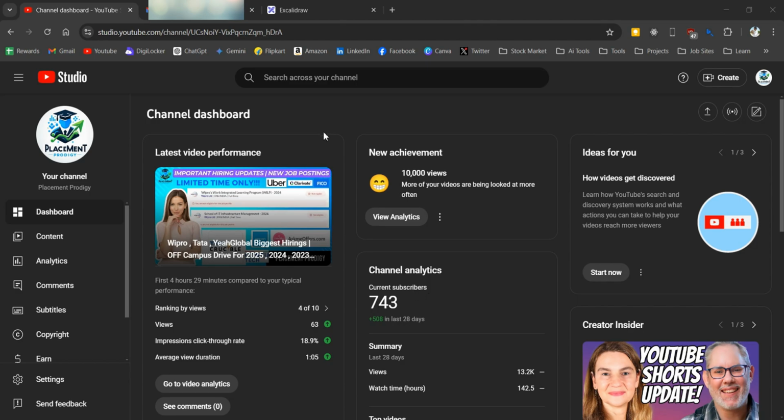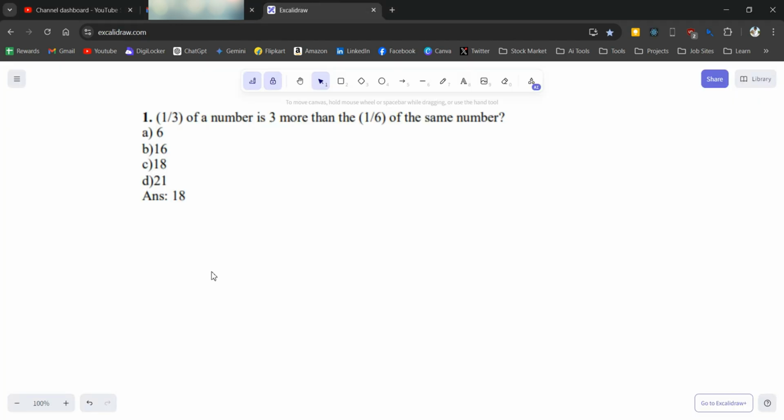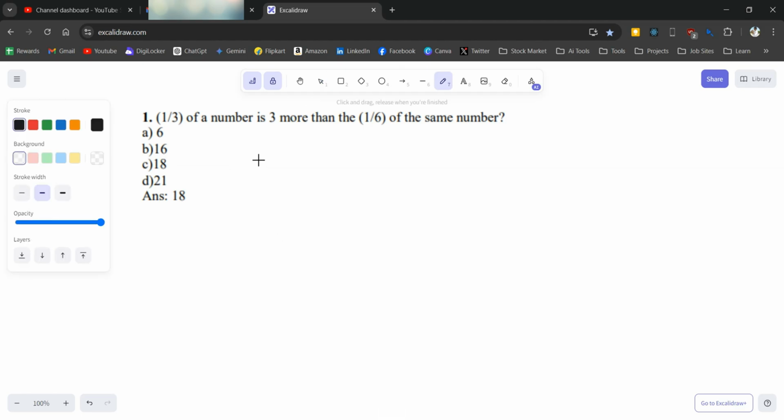And let us start with the questions. So these are actual questions. The first question itself is: 1 by 3 of a number is 3 more than 1 by 6 of the same number. So here what we have to do is we can consider the number as x. So we have considered the number as x.